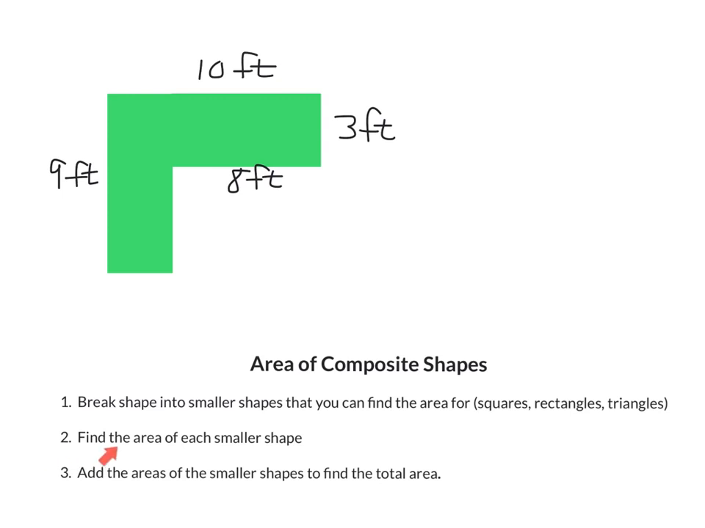Step two, you're going to find the area of each of the smaller shapes. And step three, you're going to add the areas of the smaller shapes together to find the total area.